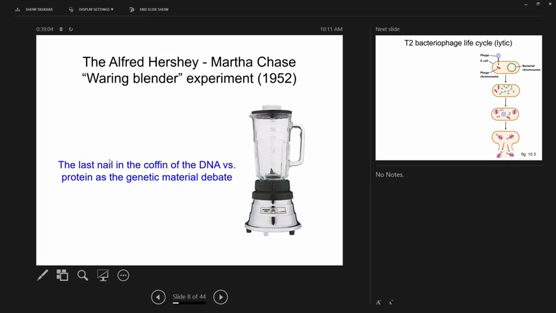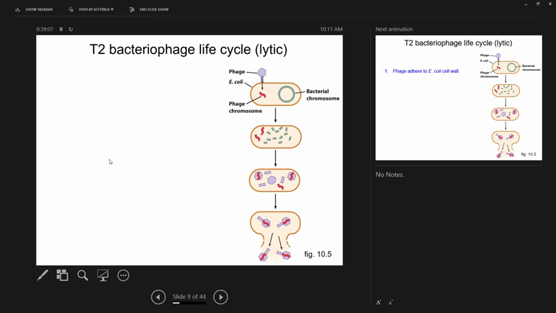All right, so in order to understand the Waring blender experiment, you have to understand the replication of what's called a T2 bacteriophage. So those of you who have taken microbiology, what is a bacteriophage? They inject themselves into the bacteria, they replicate, and then they destroy the bacterium from the inside.